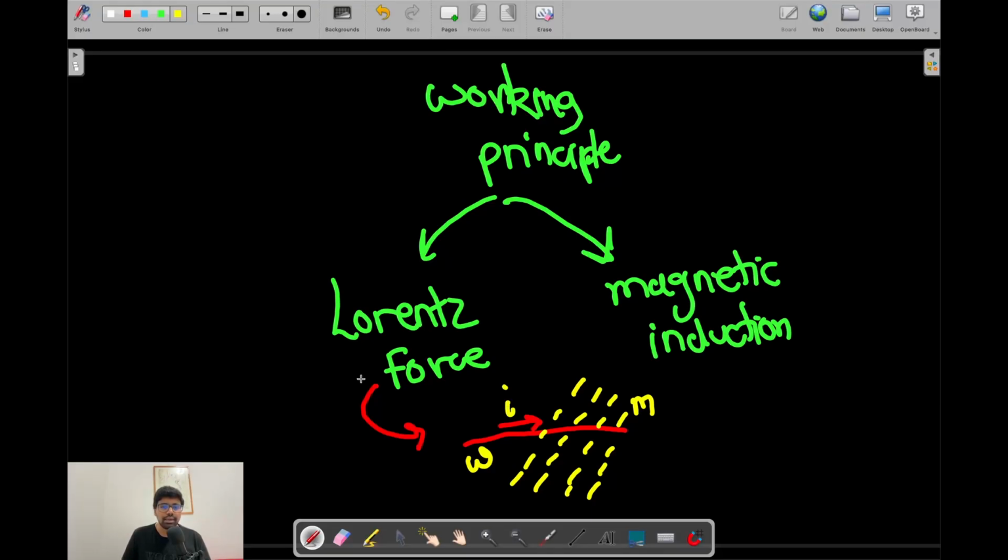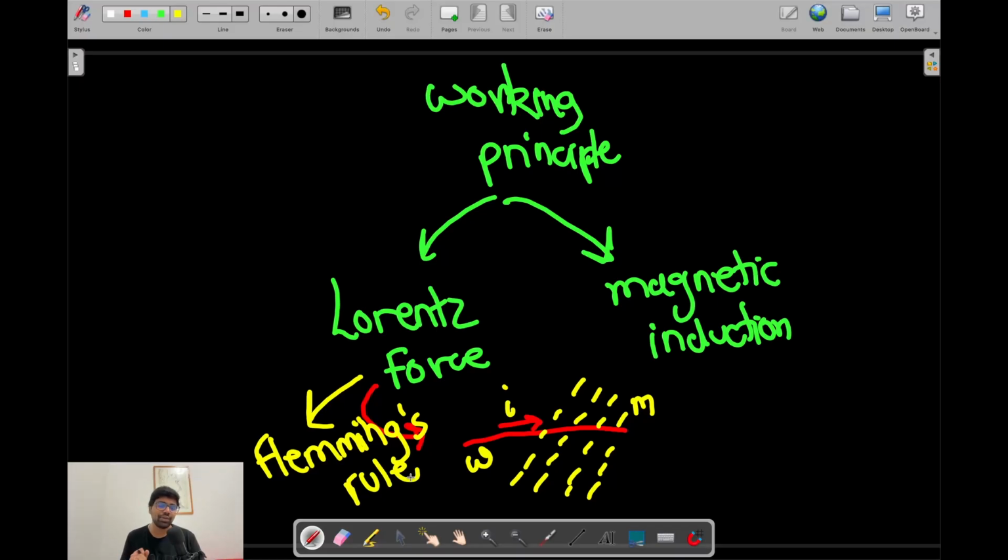And here comes another rule into the picture: the direction of this force is given by Fleming's rule. This Fleming's rule will give you the direction of the force that this wire carrying the electrical current will experience if it's placed in this magnetic field M. Okay, so this is the Lorentz force.